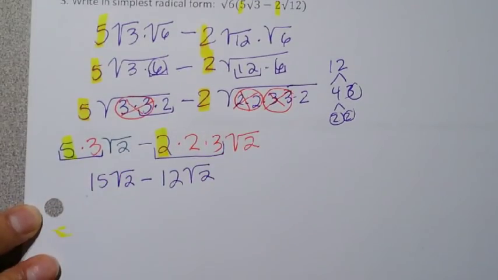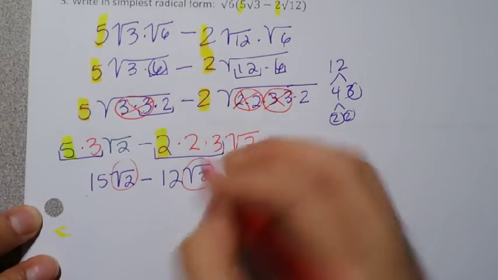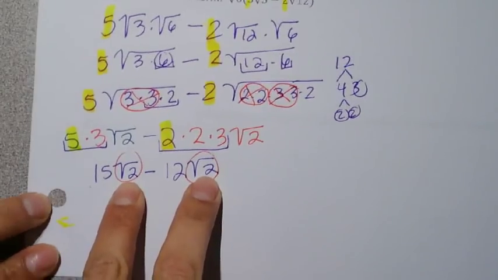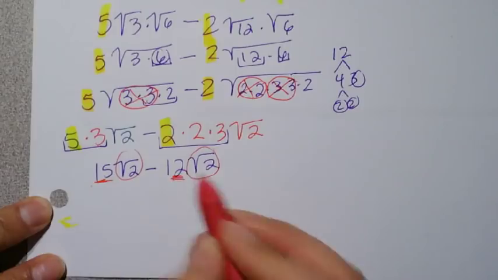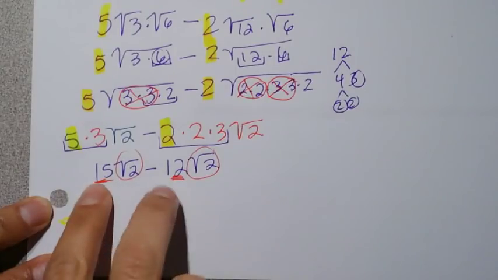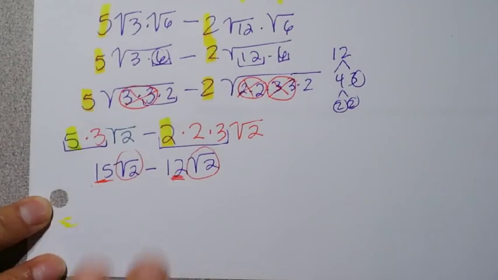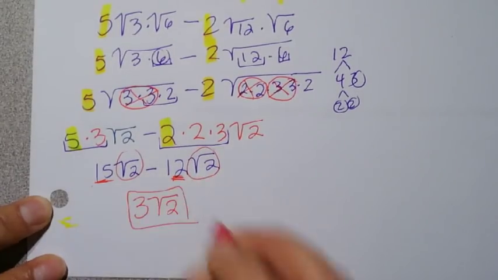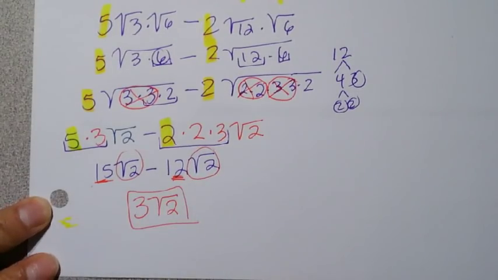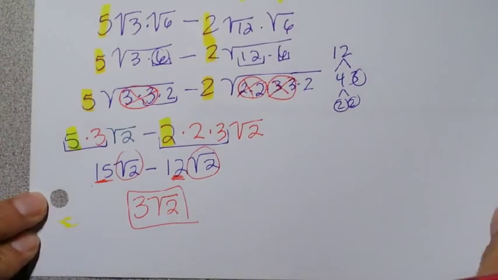When I simplify them all the way, I notice that they're both square roots of 2. So I can treat them like terms, and I can add the coefficients. In this case, subtract the coefficients. So 15 minus 12 would be 3. So I have 3 square roots of 2. And that would be my answer for number 3. Okay, we're going to go ahead and go to number 4.